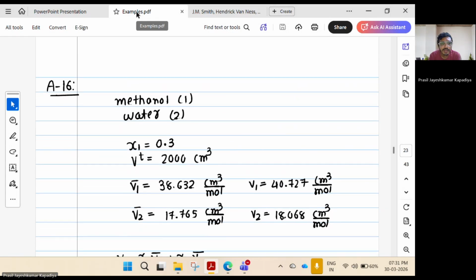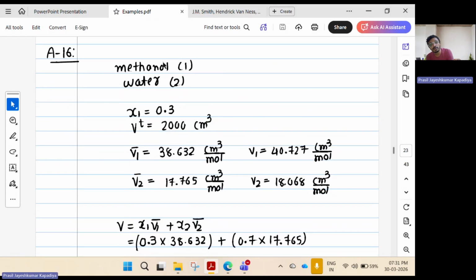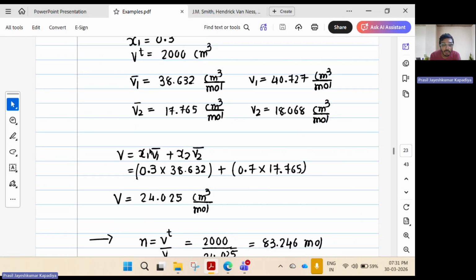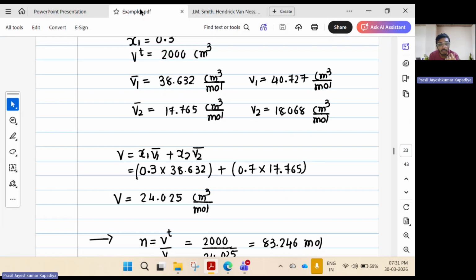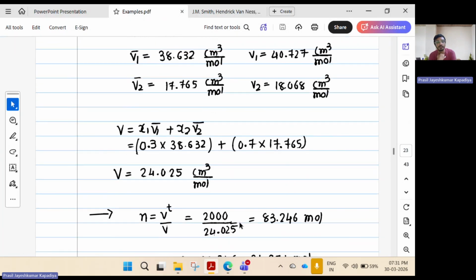We know x1 is equal to 0.3, where I am calling methanol 1 and water 2. The total volume V total is 2000 centimeter cube, and V1 bar, V2 bar, V1, V2 are given to us. We know that V is equal to x1 V1 bar plus x2 V2 bar. So x1 is 0.3 into V1 bar 38.632, plus 0.7 into 17.765 centimeter cube per mole. So I have the molar volume of the solution.